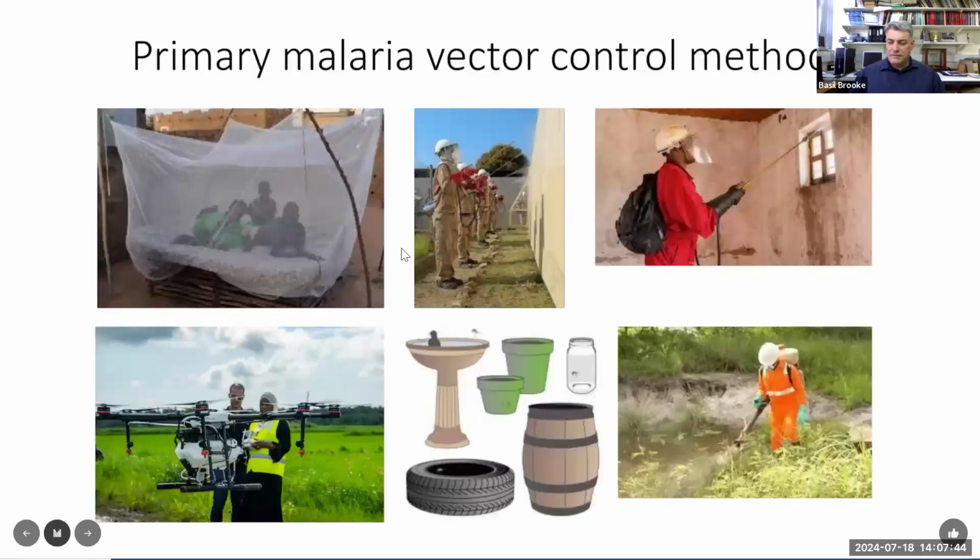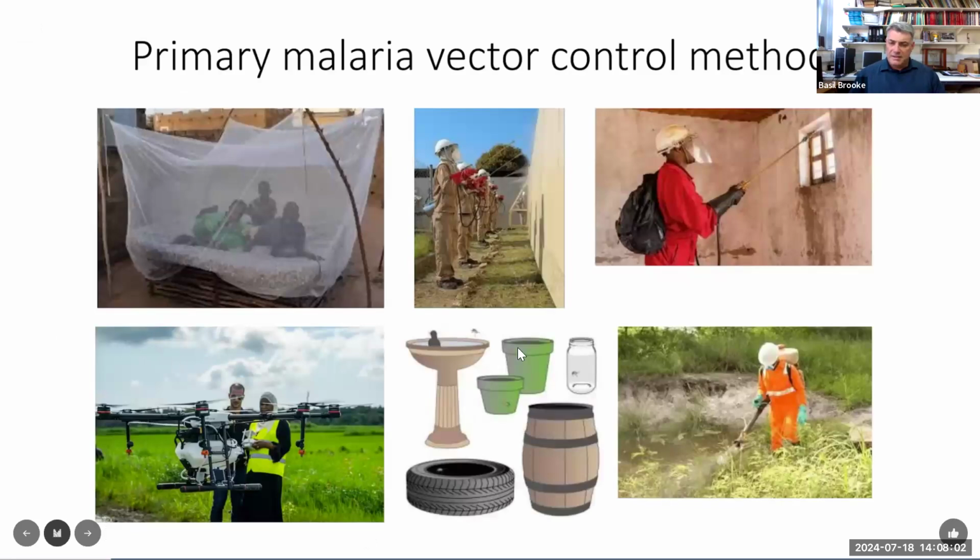So these pictures just give you a general idea of what we do for malaria vector control. So I'm going to hone in now, of course, on malaria vector control. So we have insecticide-treated bed nets. The top three pictures really just give you an indication of how we control adult mosquitoes, and the bottom three, how we control the aquatic stages.